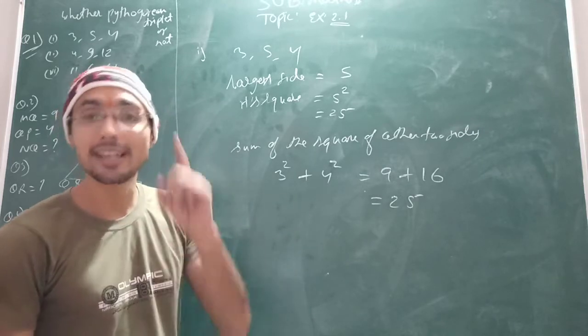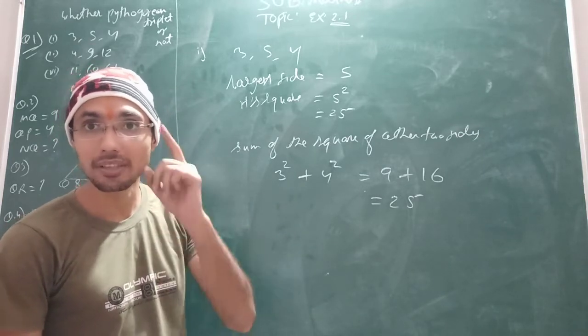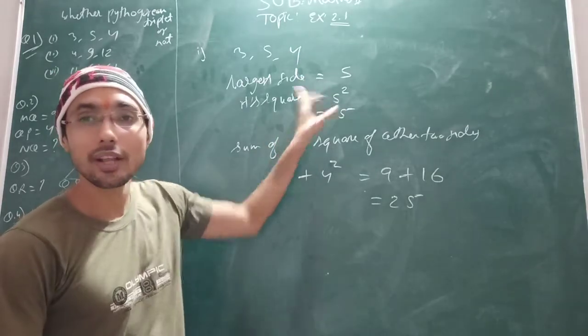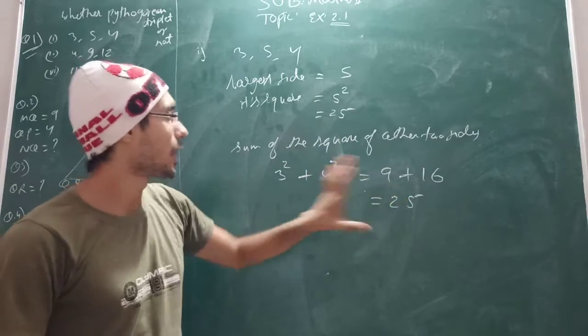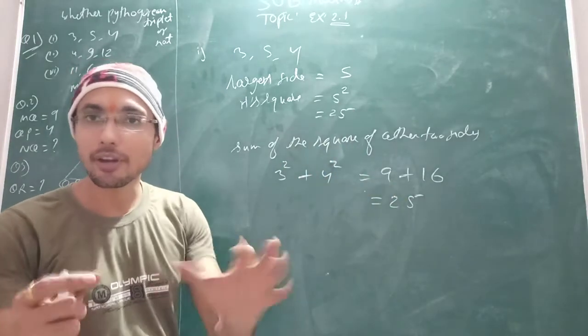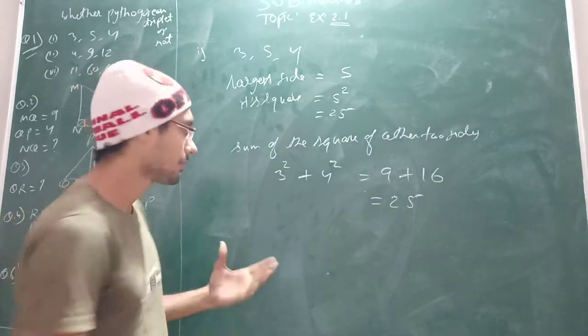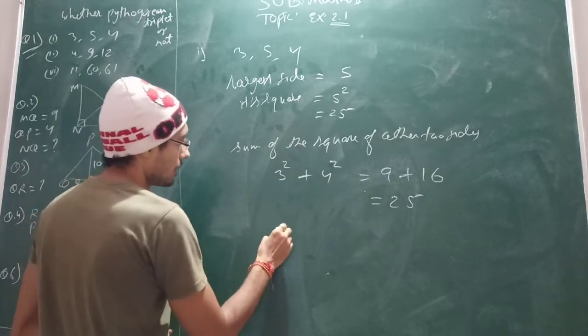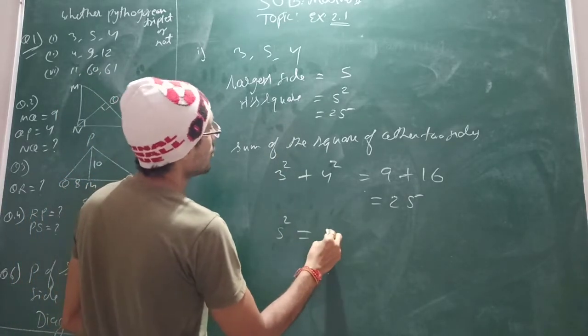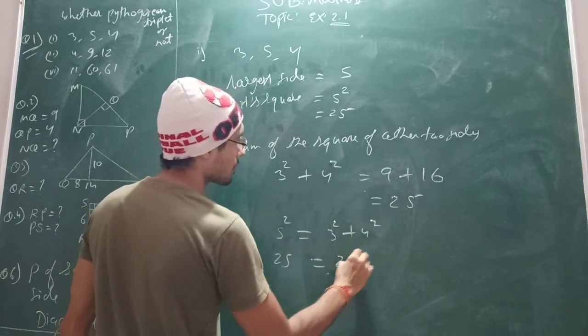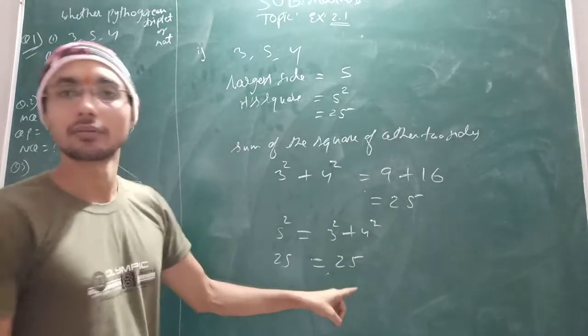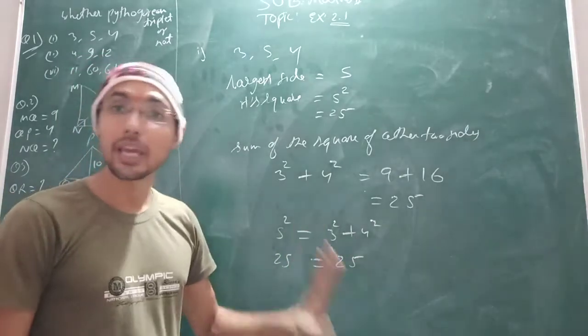So most important, largest side. First of all, you have to begin with the largest side. That should be alone, and the other two sides, sum of their square you have to find out. And if it is equal, it means it is a Pythagorean triplet. So how we have to write? 5 square is equal to 3 square plus 4 square. This one 25, this one 25. We have to prove both are equal.